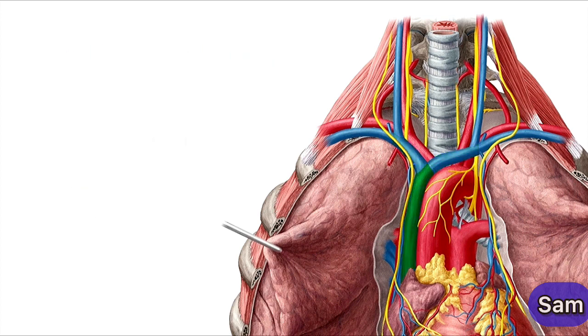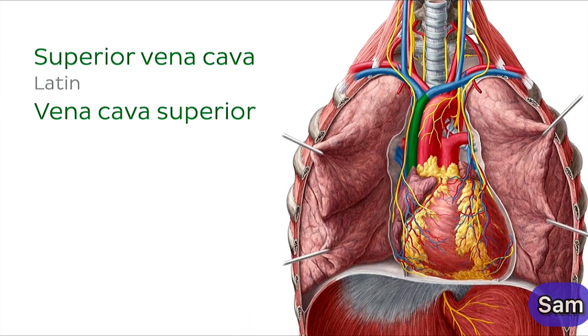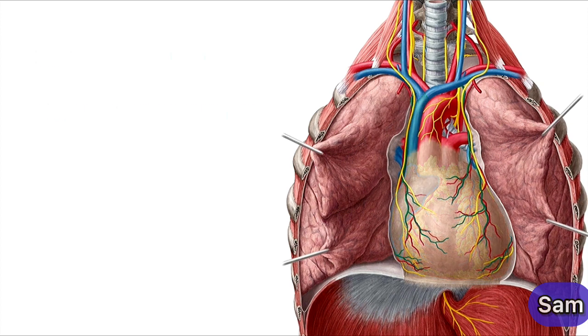The left and the right brachiocephalic veins then drain into this vein, which is the superior vena cava. And from there, the blood finally reaches the heart by entering into a chamber we looked at previously, which is the right atrium. Just one vein to go, and it's a mouthful, but hopefully it sounds familiar.